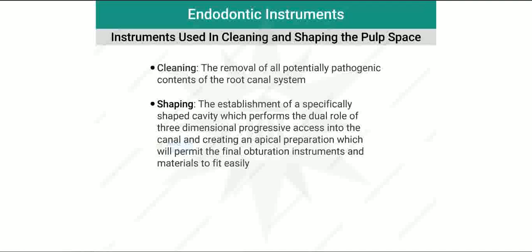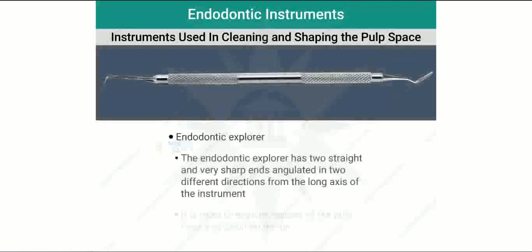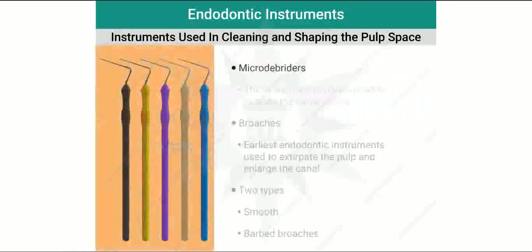One such instrument is the Endodontic Explorer. The Endodontic Explorer has two straight and very sharp ends. They are angulated in two different directions from the long axis of the instrument. It is mainly used to explore regions of the pulp floor and calcified dentin. Microdebriders. These are micro brushes used to debride the canal orifice.